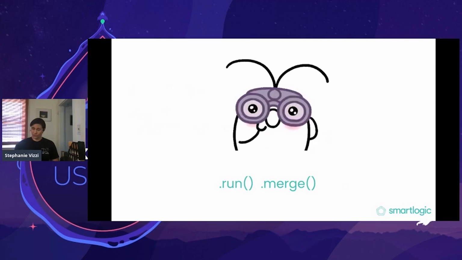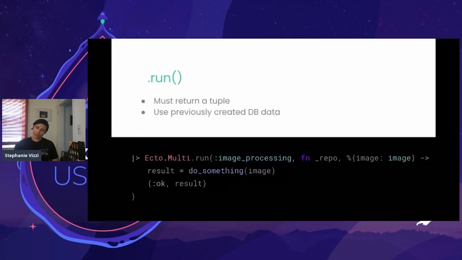Run, which I use a lot. It must return a tuple. You can use previously created data that you've created previously in the multi. So the example here, I'm not using repo. I have that underscored. I am pattern matching out that image and then using that image to do something. And then this particular run, I'm explicitly returning a tuple here myself. So here's just a simple example.